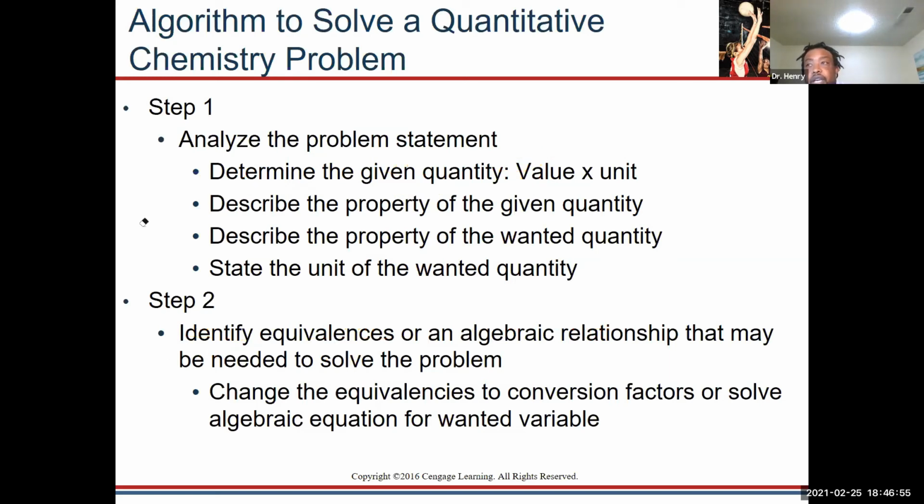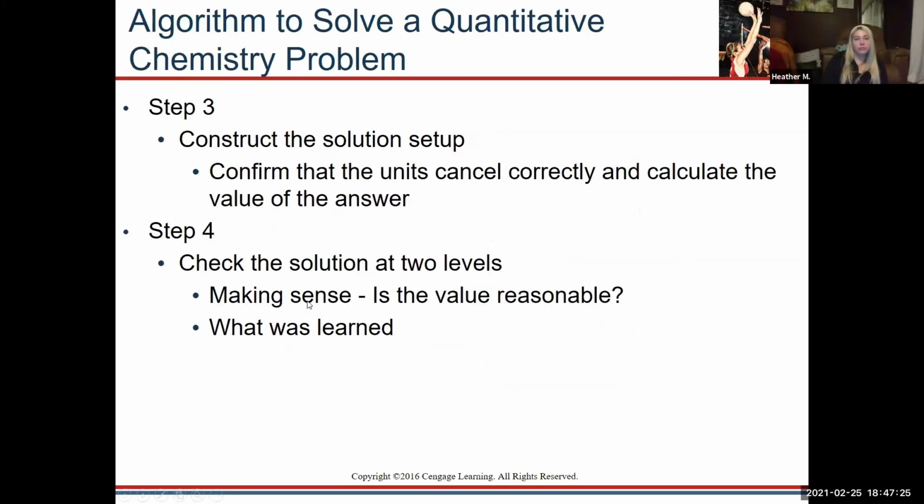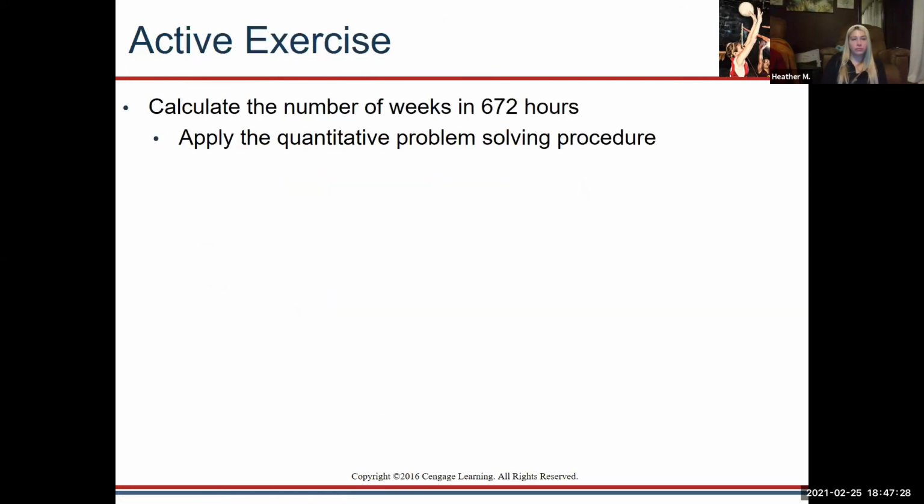Okay, so the next thing that I always say: figure out what is going to be your given. What's given to you? Then figure out what it is that they want. And then figure out if you have equivalencies to help you identify that problem. And then it's like a puzzle, right? This is what I'm given, this is what I want. So how can I get to what I want? Okay, so calculate the number of weeks in 672 hours.